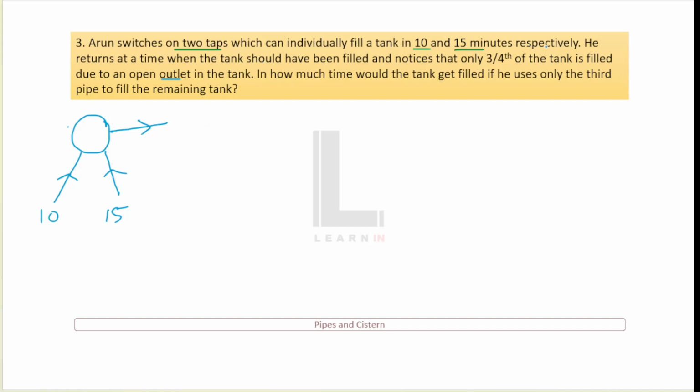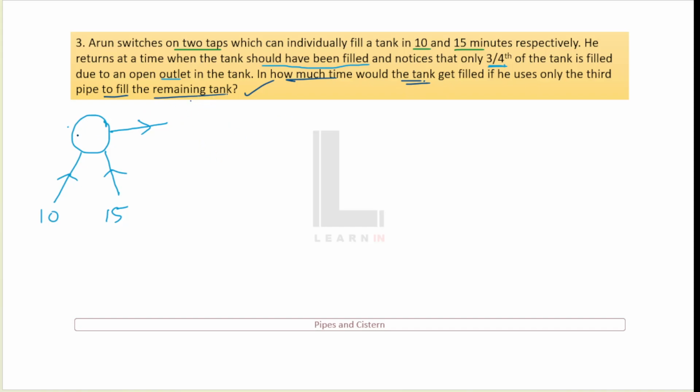Now he returns at a time when the tank should have been filled. When it should have been filled, it was filled only 3 upon 4. So now what do we need to find? In how much time would the tank get filled if he uses only the third pipe to fill the remaining tank? So we have to find the efficiency of the third pipe, and then we have to find how much time they would take to fill the remaining tank.